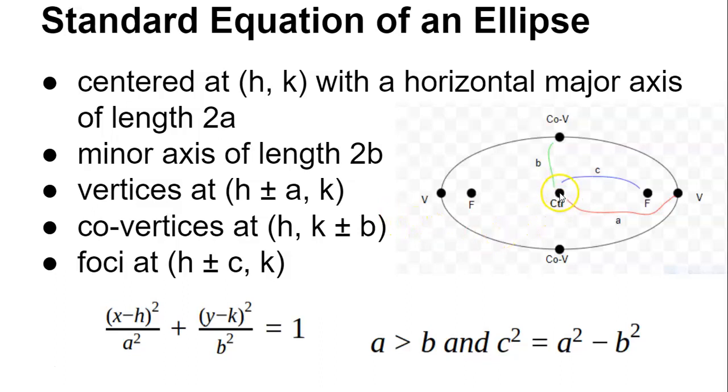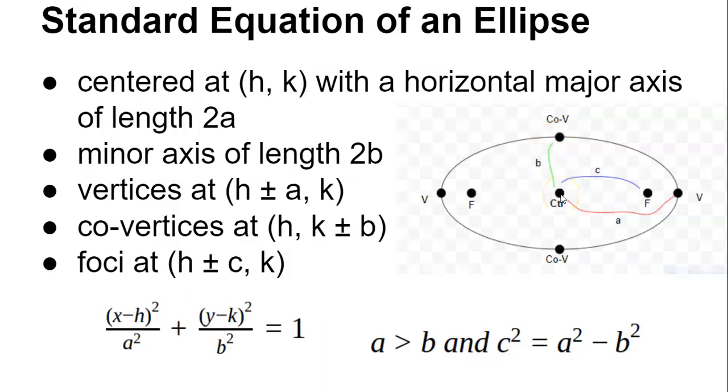The distance from the center to a vertex is going to be a length called a. So this is a from here to here. The length from the center to a focus will be c. And then the length from the center to a covertex will be b.